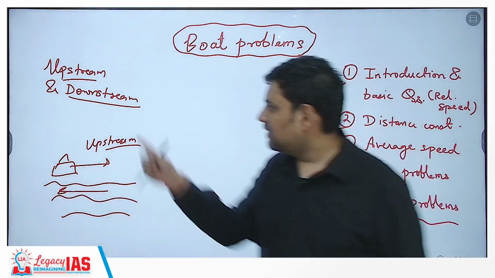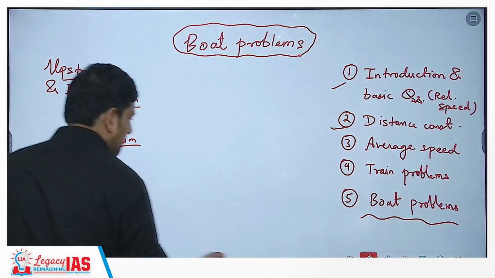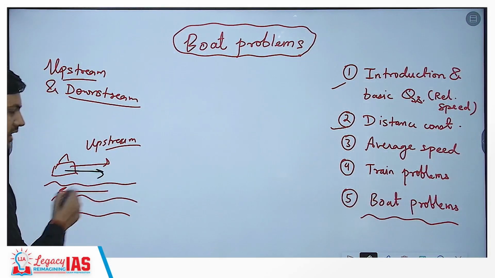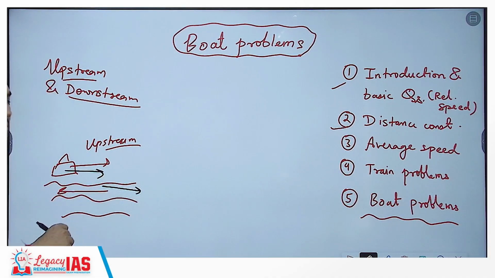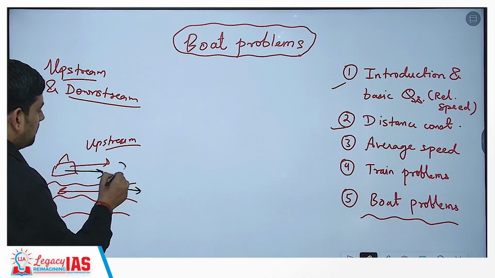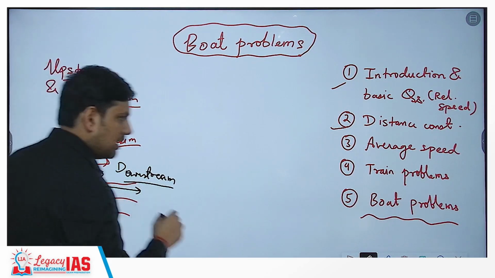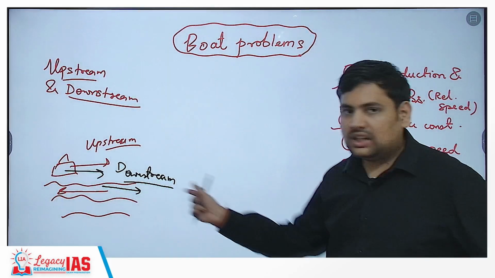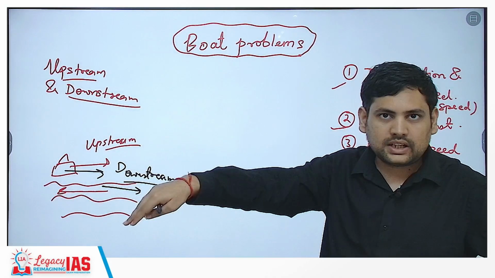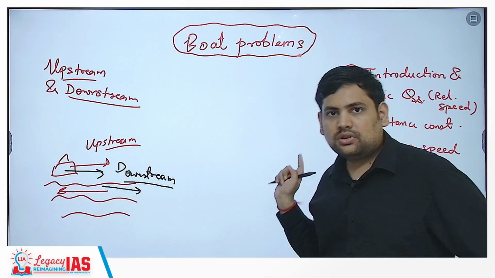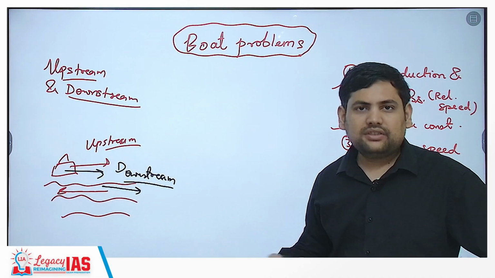The other one, downstream, in that the boat is going in this direction and the river is also flowing in the same direction. That is called downstream. By general intuition also you understand that when a boat is going downstream, the river is flowing in that direction and the boat is also going in that direction. It will be much easier for the boat to travel. It will cover distance faster.